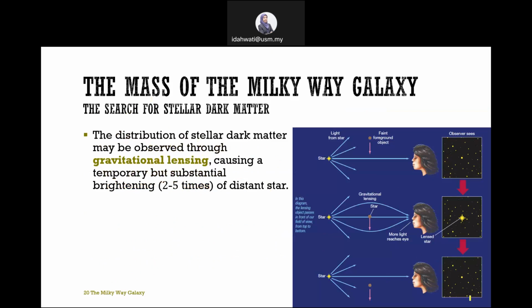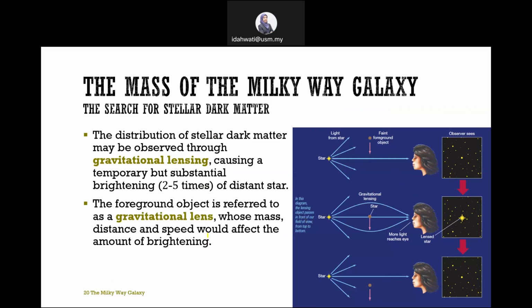In searching for stellar dark matter, we can see from this figure that the distribution of stellar dark matter may be observed through gravitational lensing. It causes a temporary but substantial brightening, up to 5 times, of a distant star, and is referred to as a gravitational lens. Their mass, distance, and speed affect the amount of brightening. As we can see in this figure, the lensing object passes in front of our field of view from top to bottom.